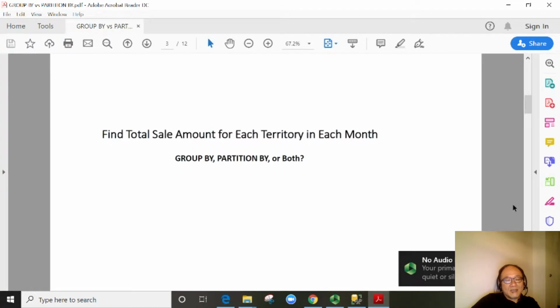Now, let's look at several use cases about group by and partition by. In the first use case, we want to find out the total sale amount for each territory in each month. I want you to pause the video. Think about this use case for a minute. What do we want to use? Group by, partition by, or both?